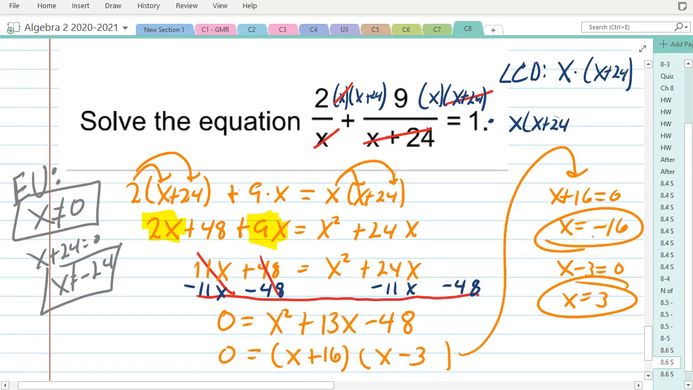So if we take a look at this, you should have come out with two answers. You should have gotten x is equal to negative 16 and x is equal to 3. When I checked my excluded values, I saw that x cannot equal 0 and x cannot equal negative 24, which didn't affect my answers at all. So we keep both the negative 16 and the 3.